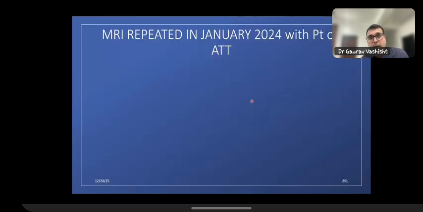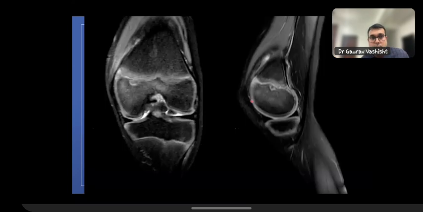Okay, so MRI was repeated in Jan 2024 while the patient was on ATT. And these are the images we are seeing now. Again, any changes to your answers? Yeah, so someone got the answer right.